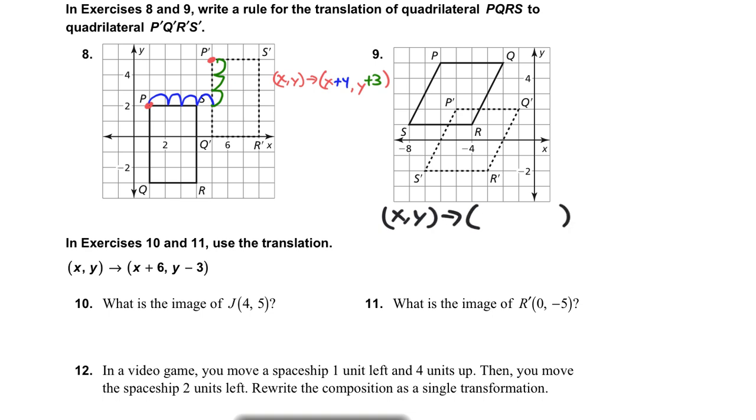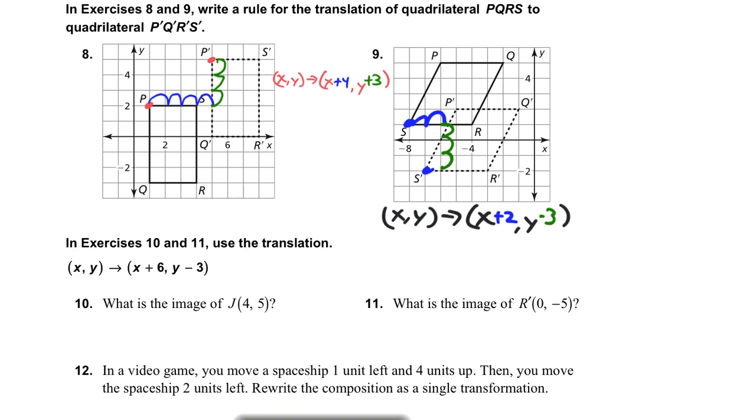And what does that give me? I'm going to put my X and my Y in here. I'm going to look at a point, maybe like S, and then its image, which is S prime. And I went right 2, so there's plus 2 for my X. And then my vertical is I went down 1, 2, 3, which is minus 3.